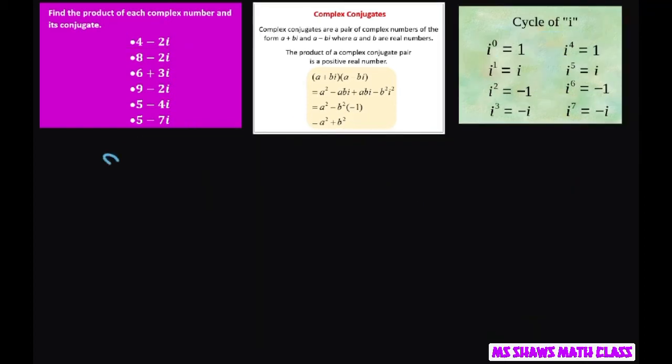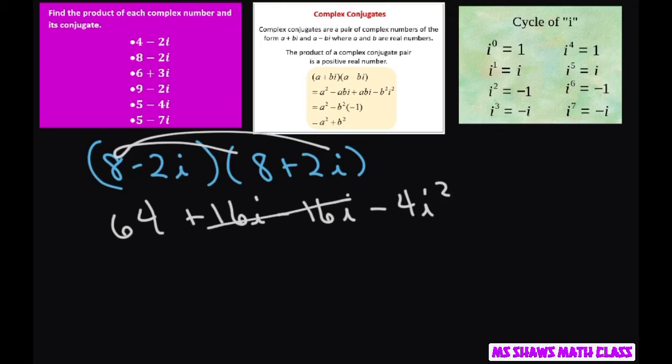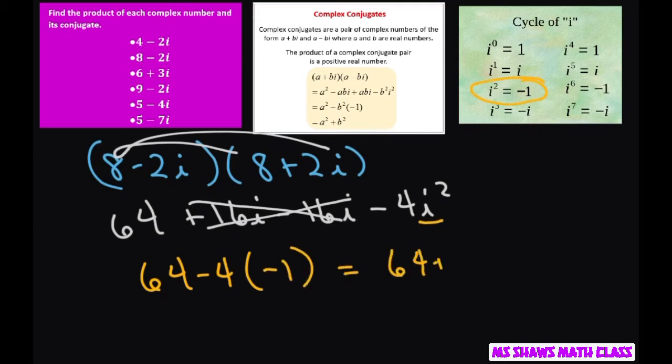So let's go slow on the next one again, and then we'll get used to the formula. So we have 8 minus 2i, therefore the conjugate is 8 plus 2i. Okay. Go ahead and FOIL this out. So you get 64 plus 16i minus 16i minus 4i squared. So again, these two middle terms cancel out, and you're going to get 64 minus 4i squared. Substitute that for -1. That gives you 64 plus 4 equals 68.